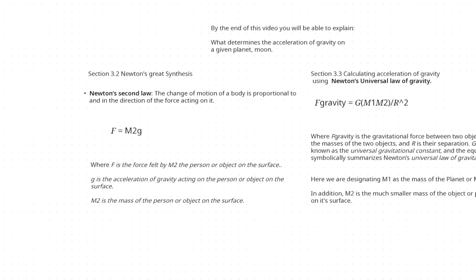So mathematically, F is the force, M2 would be the person, and g would be the acceleration. So we have F equals ma. That is Newton's second law put in equation format. F is a force: force equals mass times acceleration. So this is a formula for force, m times g.